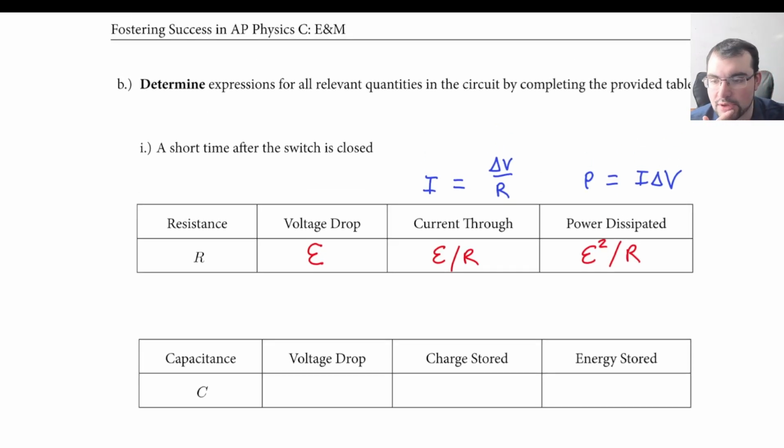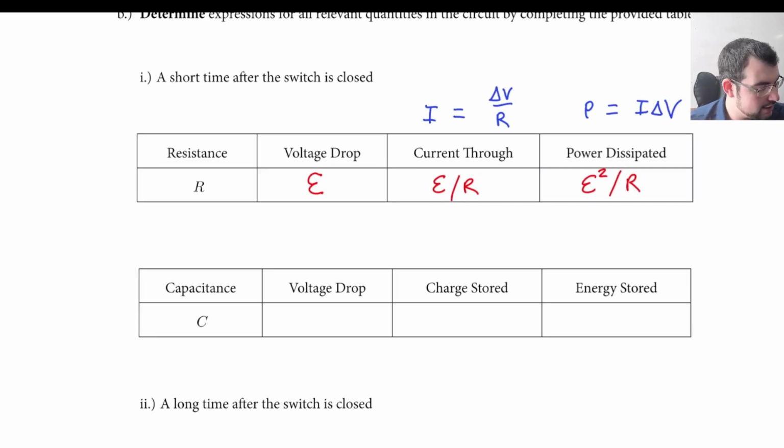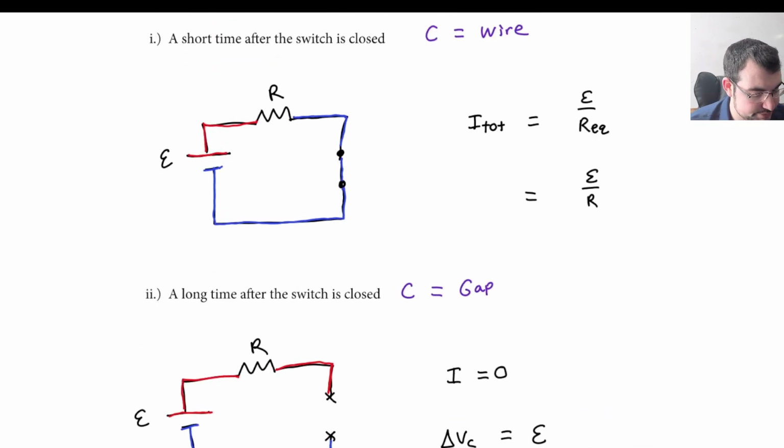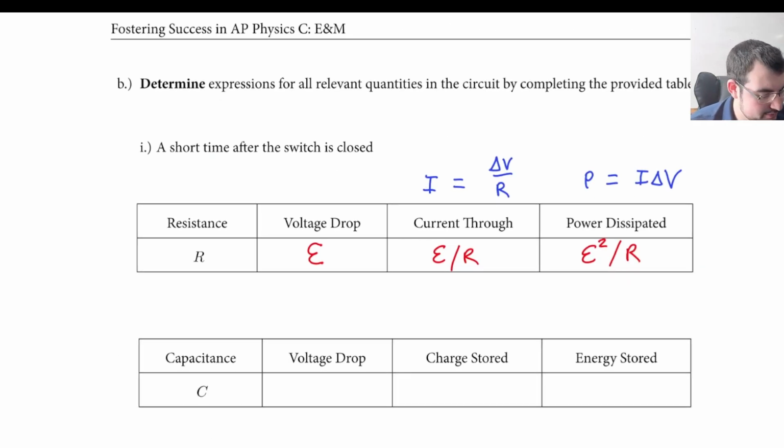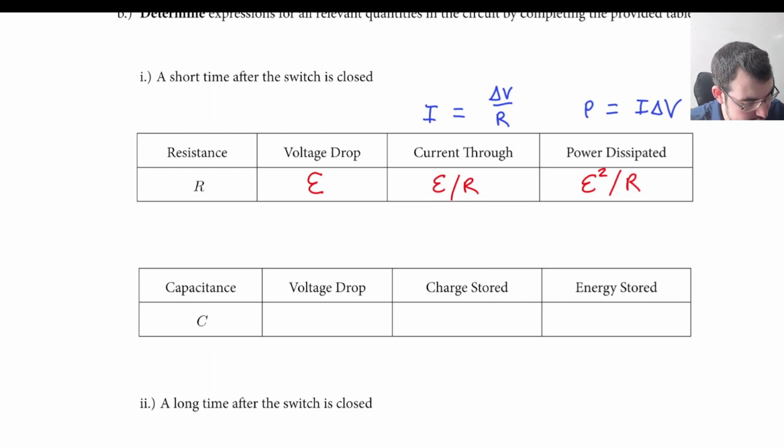Now you could have also done this by I squared R or delta V squared over R. I think this is very clearly delta V squared over R, right? Now what's going on in the capacitance? Well, I have no potential difference. I think that's the easiest one to see, right? It's blue all the way across. So there's no voltage drop. Well, if there's no voltage drop, there's no charge. And if there's no charge stored, there's no energy stored in the E field.